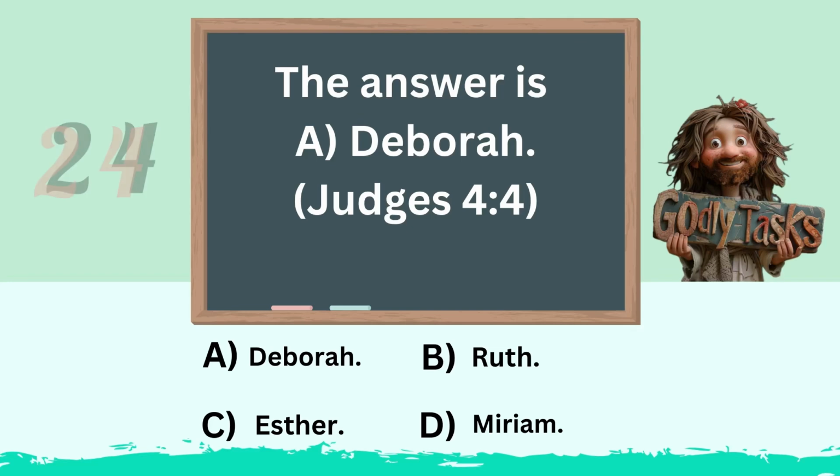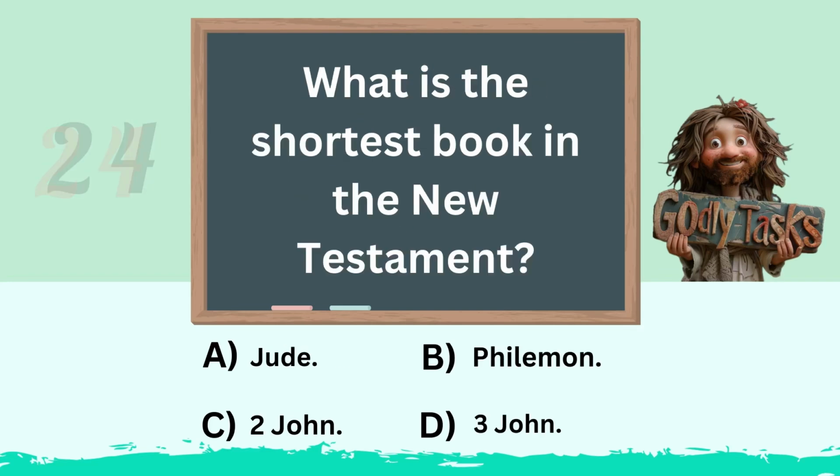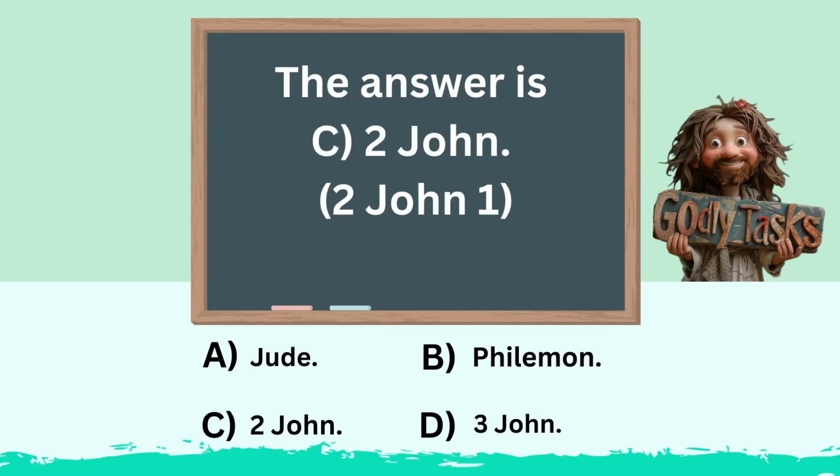Question 24. What is the shortest book in the New Testament? A. Jude. B. Philemon. C. 2 John. D. 3 John. The answer is C. 2 John, 2 John 1.